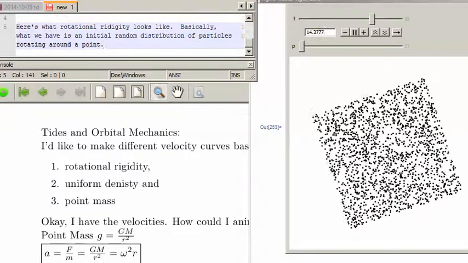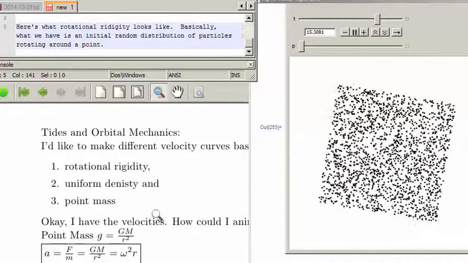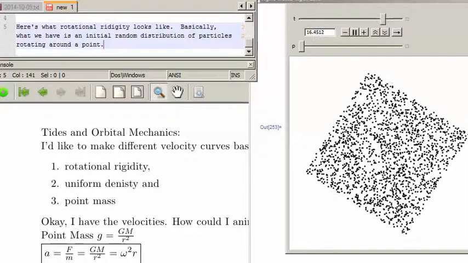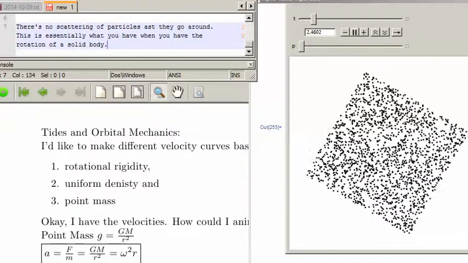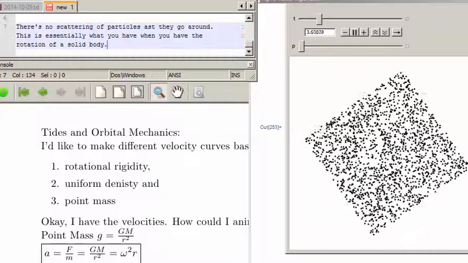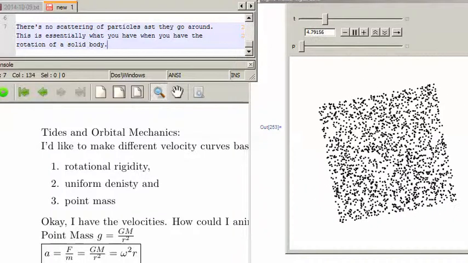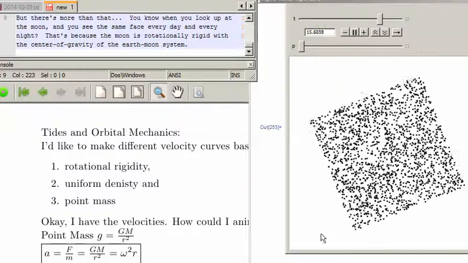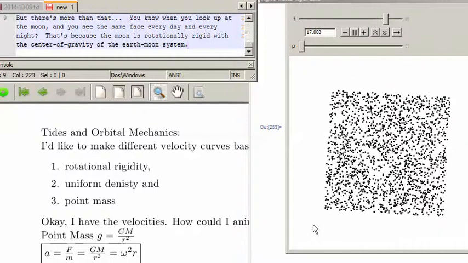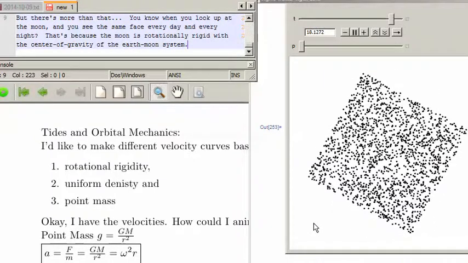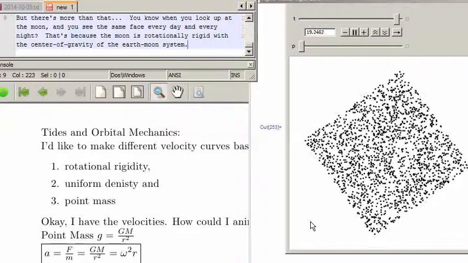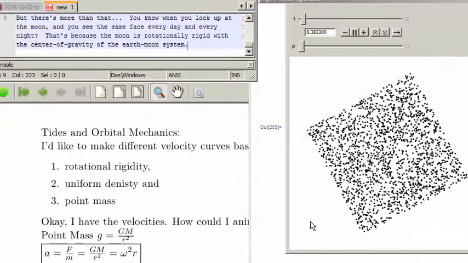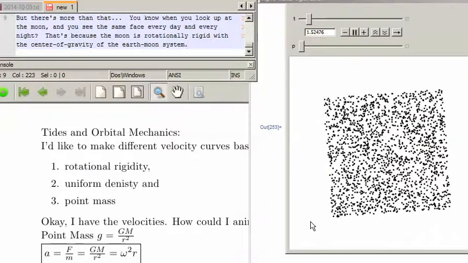Basically, what we have is an initial random distribution of particles rotating around a point. There's no scattering of the particles as they go around. This is essentially what you have when you have the rotation of a solid. But there's more than that. You know when you look up at the moon and you see the same face every day and every night? That's because the moon is rotationally rigid with the center of gravity of the Earth-Moon system.